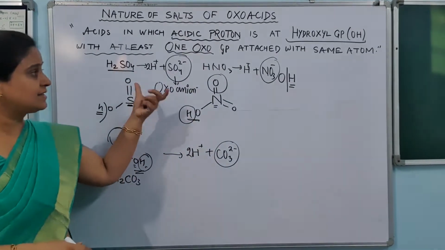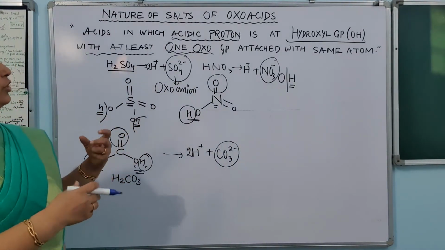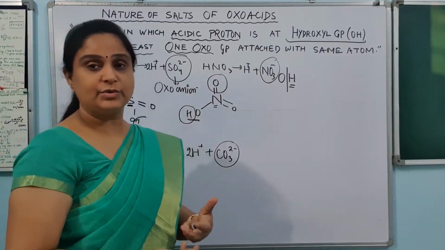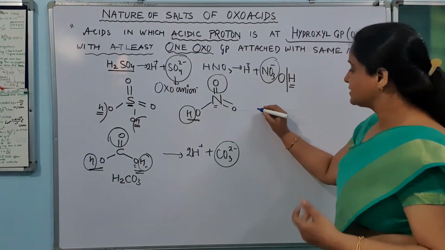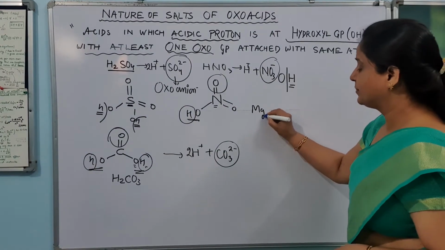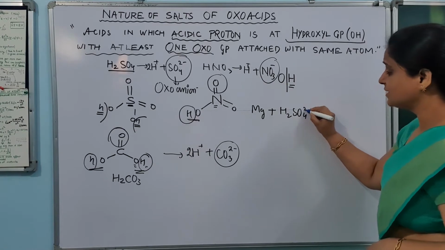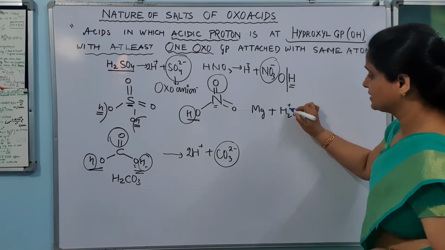Now if you want to make the salts of these oxoacids, what will you do? You can react these acids with metals. I am taking an example where I am reacting magnesium with H2SO4. You know this: this is minus, this is plus. So what will happen?